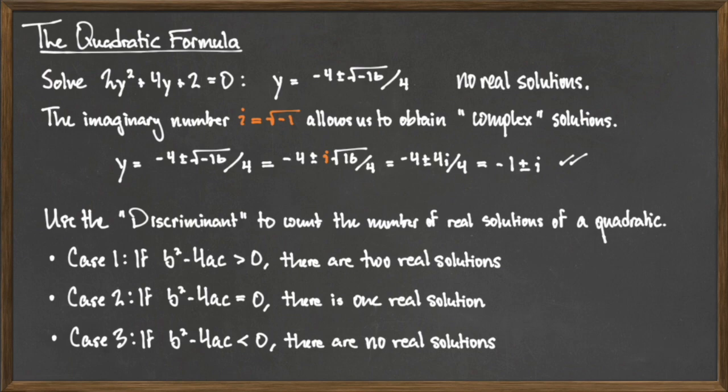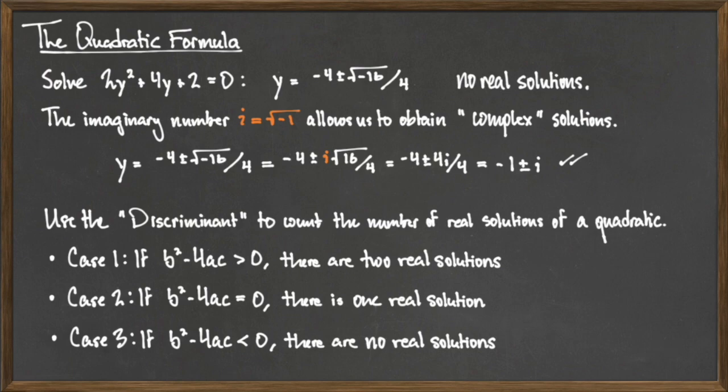So case 1, if your discriminant is a number bigger than 0, then you get 2 real solutions. If your discriminant is equal to 0 itself, you have 1 real solution. But if the discriminant is less than 0, like it is in the example on this slide, where the discriminant was equal to negative 16, then you have no real solutions.